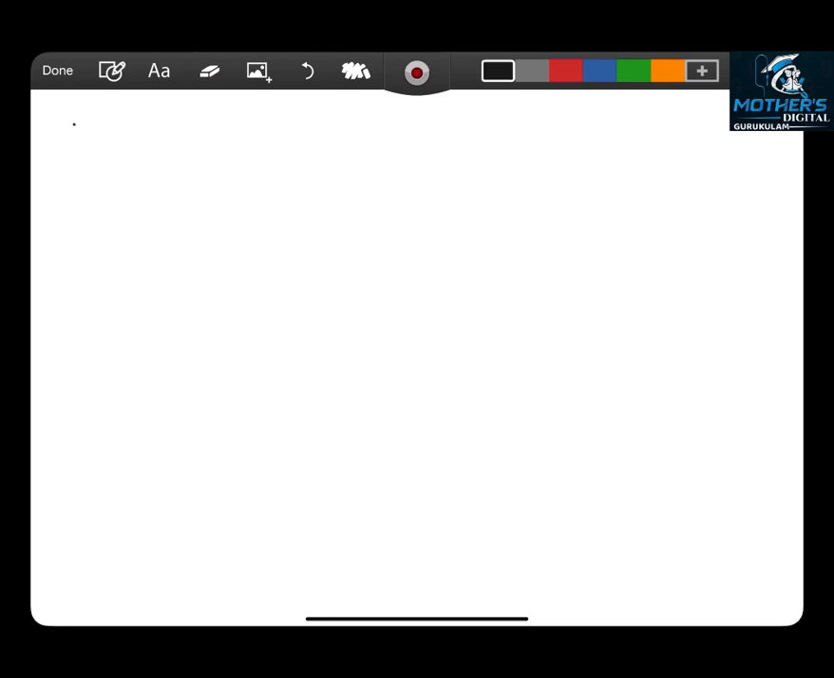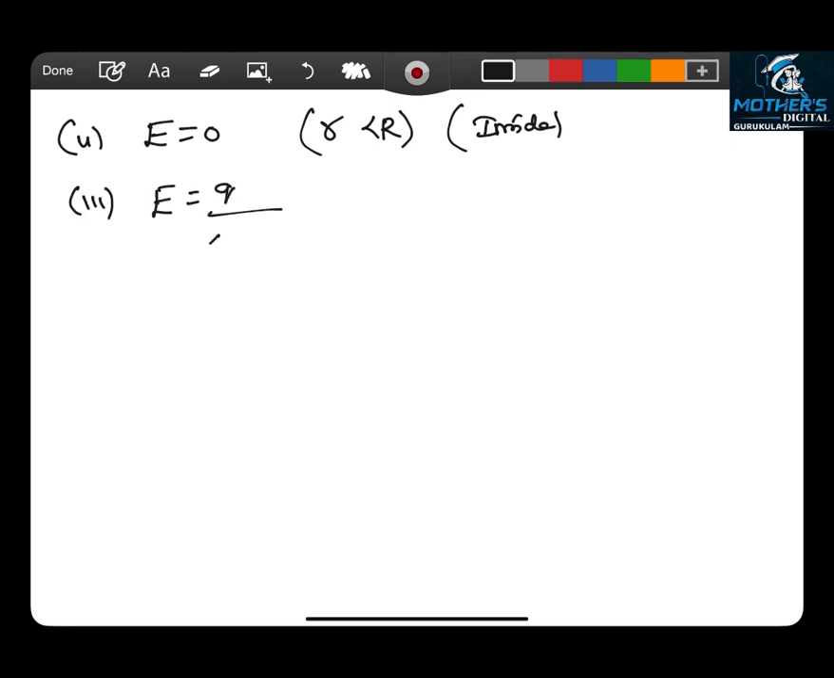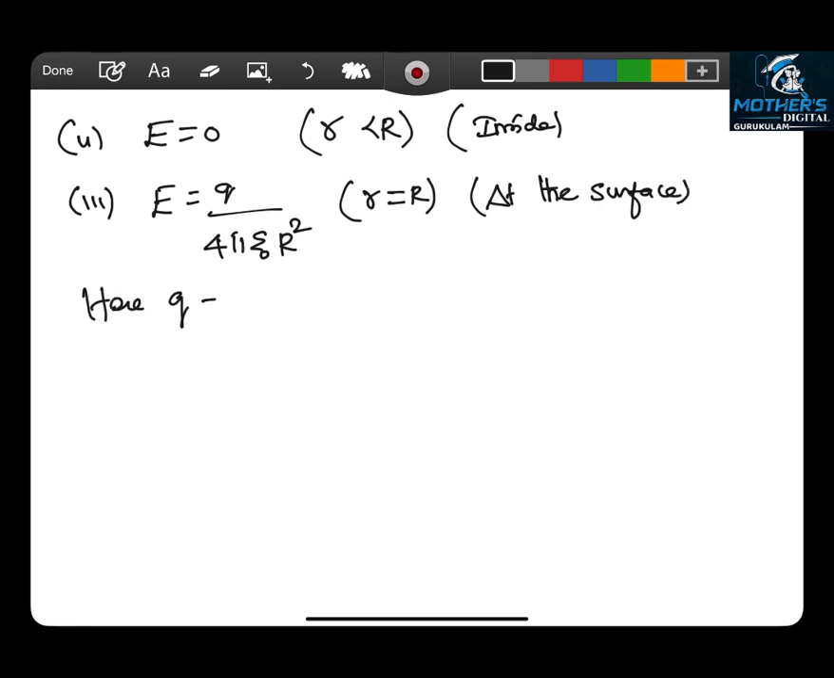Electric field will be 0 if r is less than R. That means inside the spherical shell. Finally, E will be equal to Q by 4 pi epsilon naught R square if r equal to R. The test charge is located at the surface. Here, Q is nothing but 4 pi R square sigma. These are the results of the Gauss application related to the thin spherical shell.